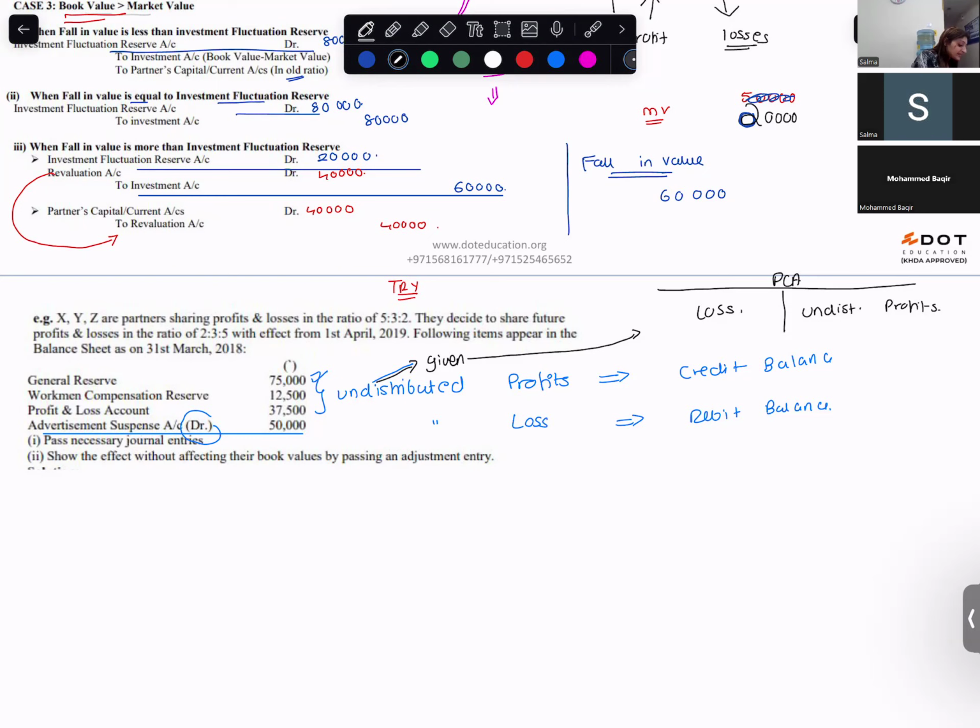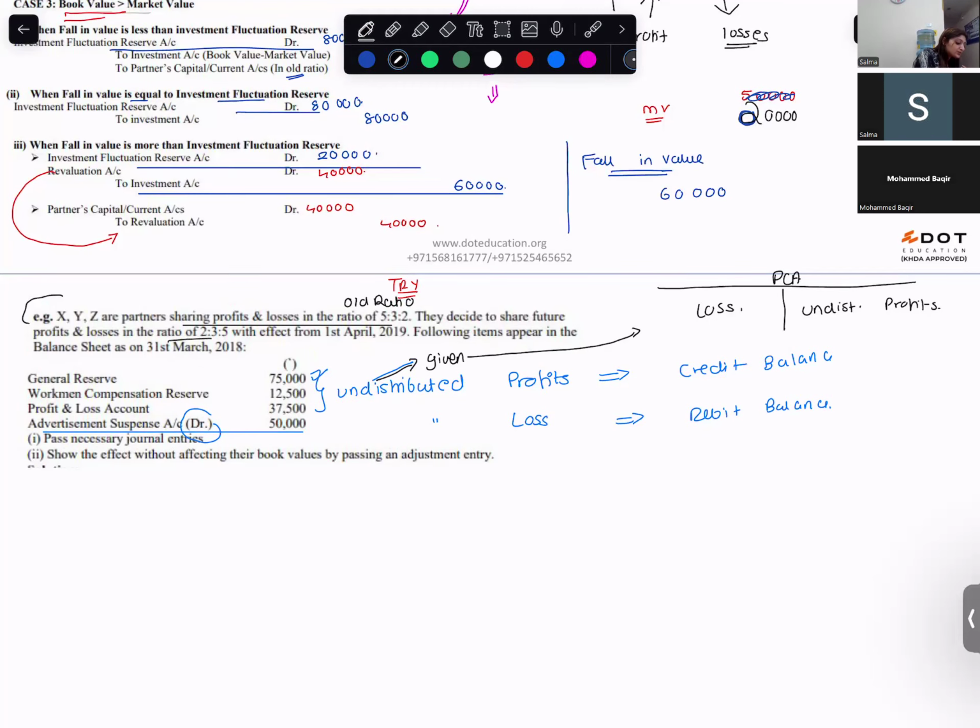Okay, just try to read the question. See over here, X, Y, and Z are partners sharing profits and losses in the ratio of 5 is to 3 is to 2. This is the old ratio. Are you with me? Yes, ma'am. Now they decide to share profits and losses in the ratio of 2 is to 3 is to 5. So this is which ratio? New ratio. So there is a change in the ratio.